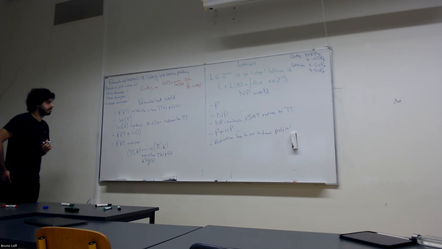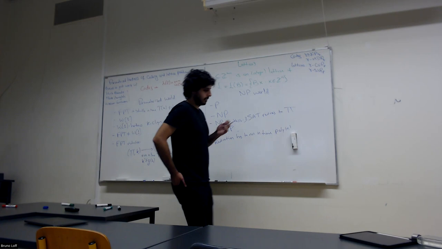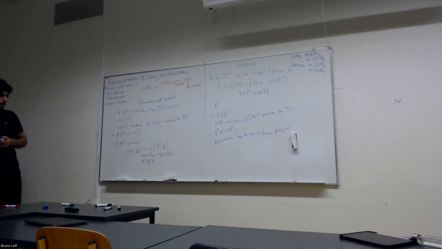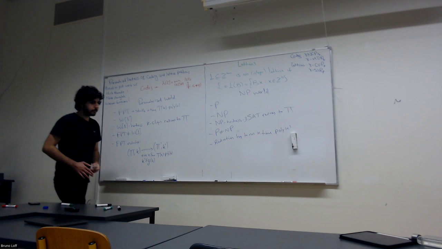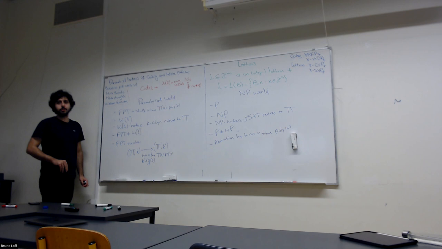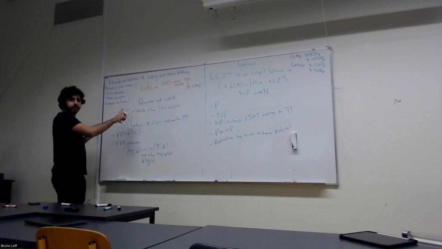So then I guess I'll tell you about what's the story in the parameterized world. There are like four books about this as well, the Downey and Fellows books. But really, this is all we need to understand.